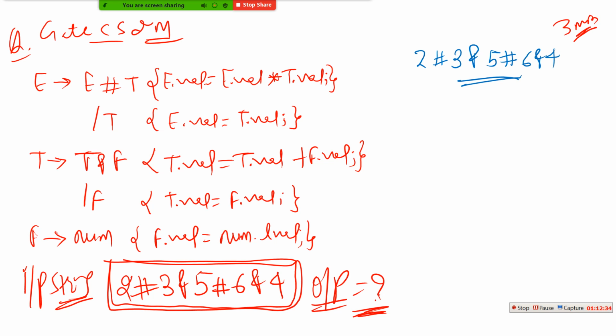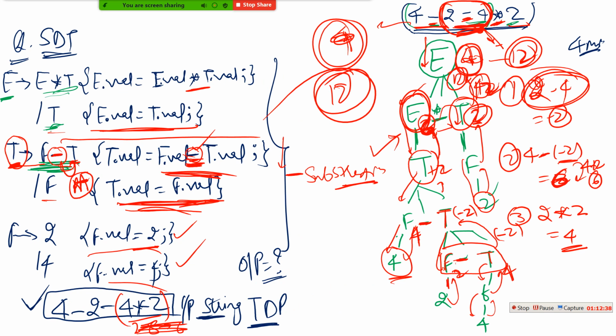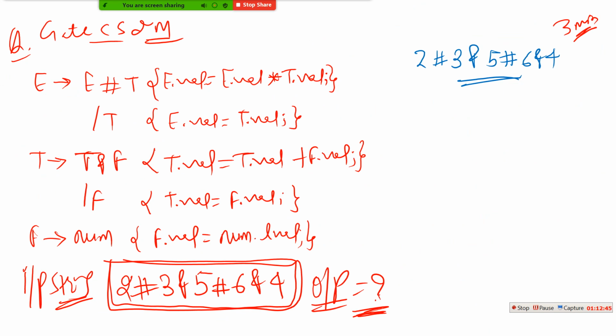We have discussed the complete procedure in the previous problem, how to make the semantic tree and then solve. We took it here, right? But now you can answer it using shortcuts. How? Because this hash can be replaced by the multiplication symbol.